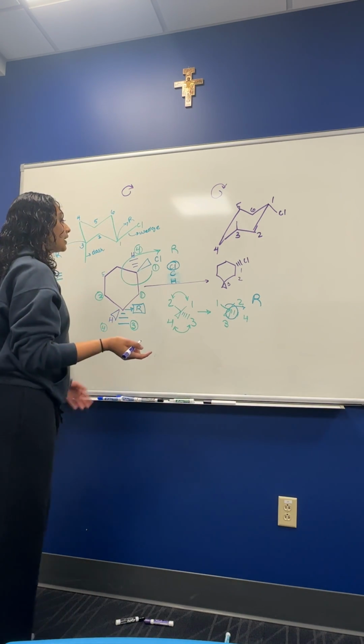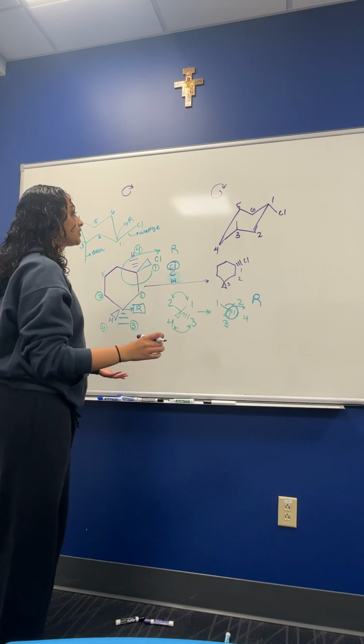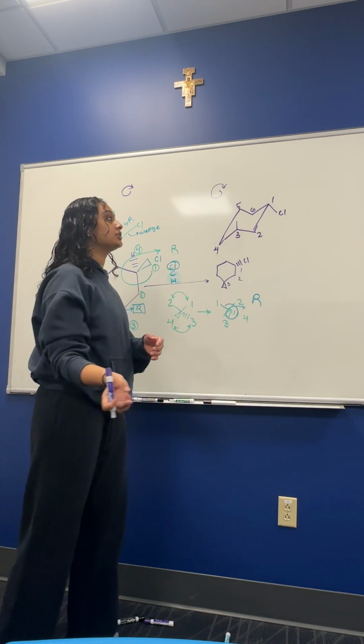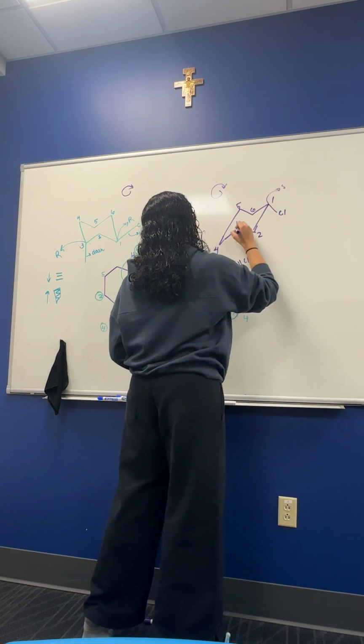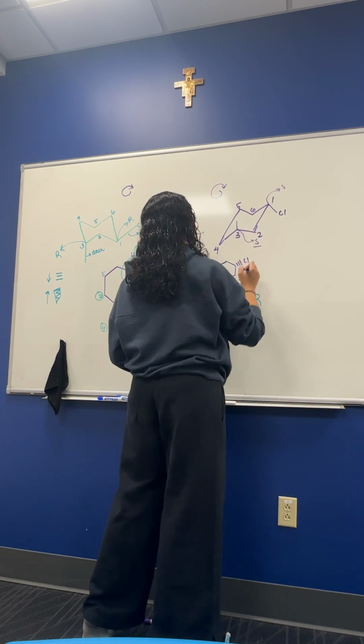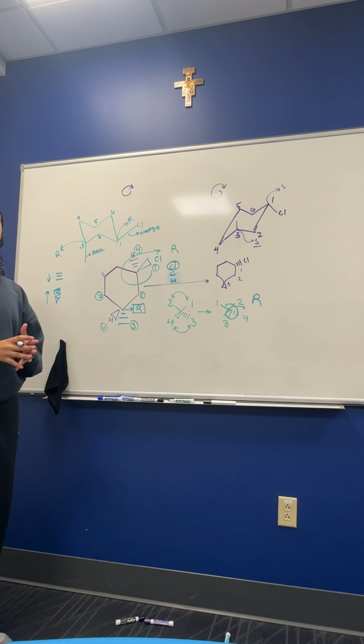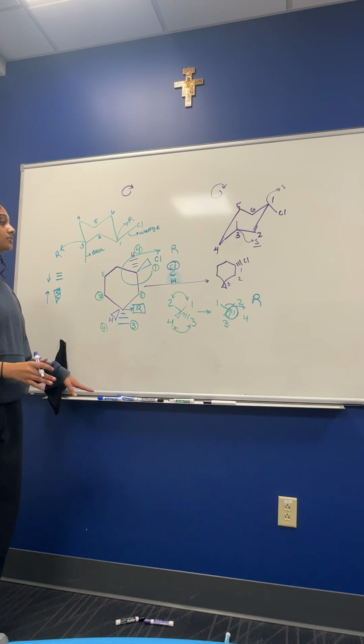So now what happens is your R/S configurations flip for each. So this is now going to become an S, and this is now going to also be S. And that is the easiest way to do this, which seems really time consuming, but it's actually not.